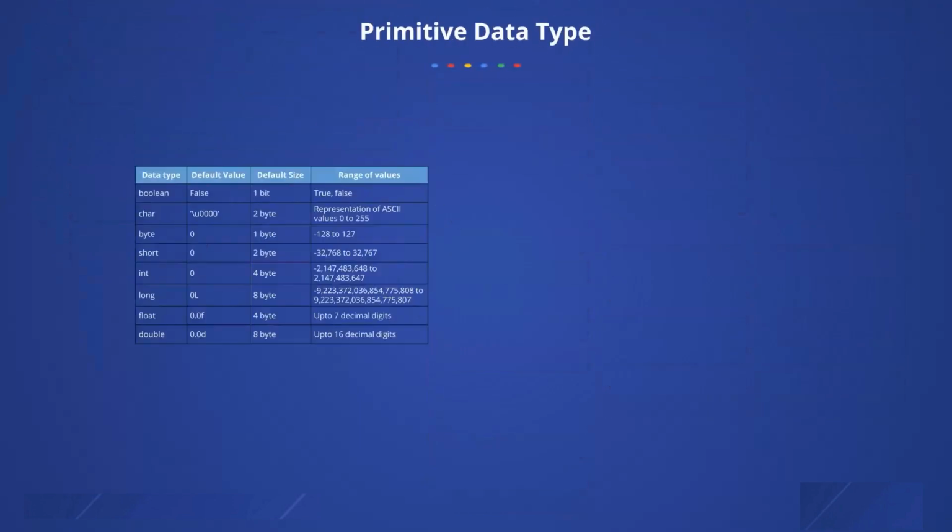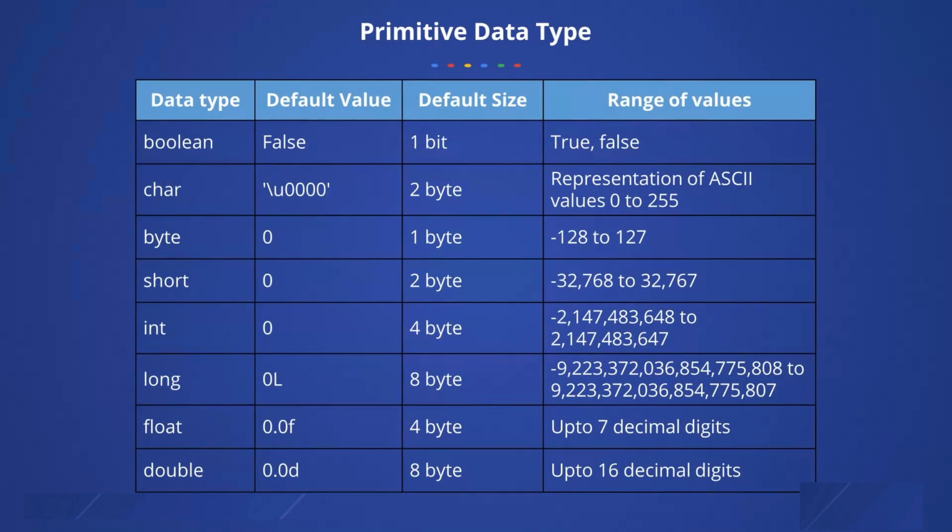Now, these are the limits, the default sizes, and the range of values each data type can allow. For example, if you look at character, the default value will be initialized to a Unicode character, all 4 zeros, and it is 2 bytes, and it can take any value from 0 to 255. Similarly, every data type has its own limit, if you observe.